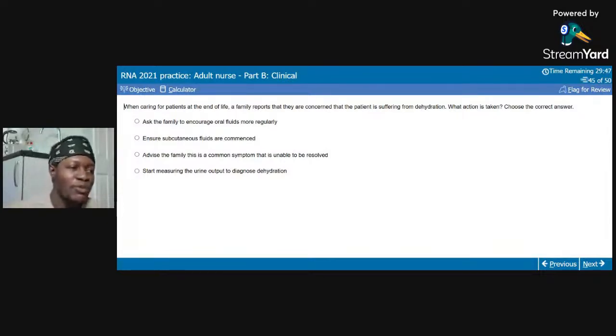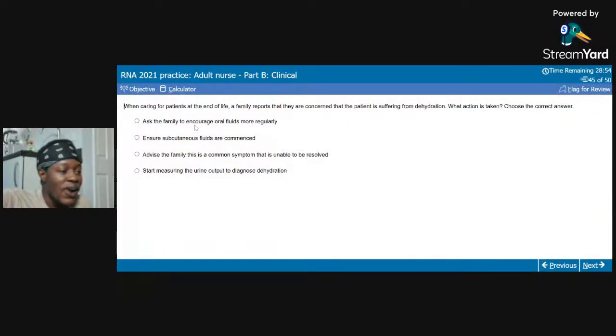So, when caring for patients at the end of life, a family reports that they are concerned that the patient is suffering from dehydration. What action is taken? Now, people on this end of life, most times, you don't give fluid anymore, you don't give food, you hardly give them anything because they are at a phase where they could choke on anything. And if somebody comes and says, "Oh, this person is hungry," and you give them food and they choke, you are in trouble. Not that person that was disturbing you, that this person is hungry.